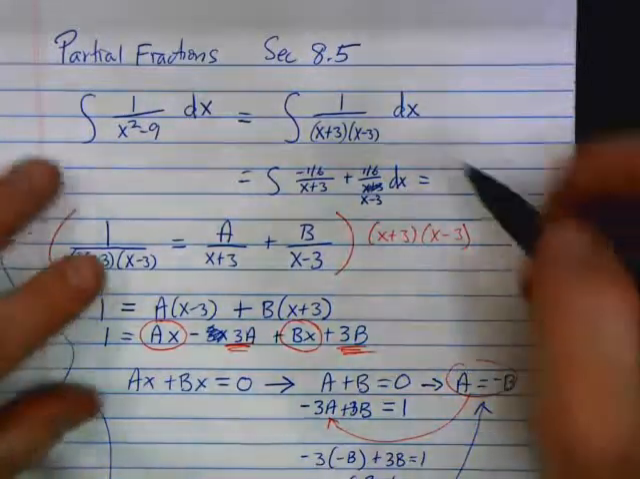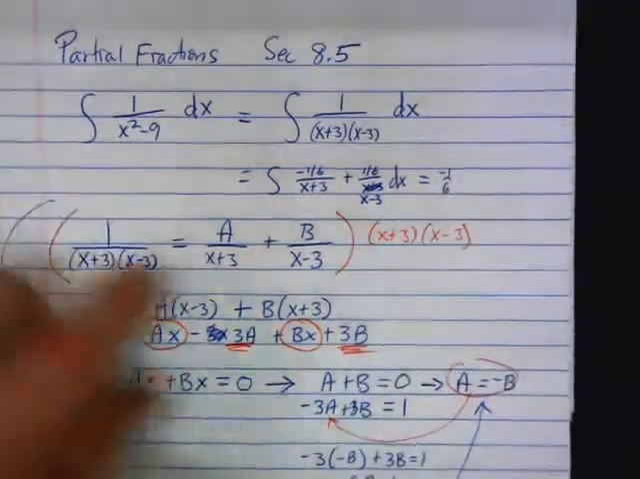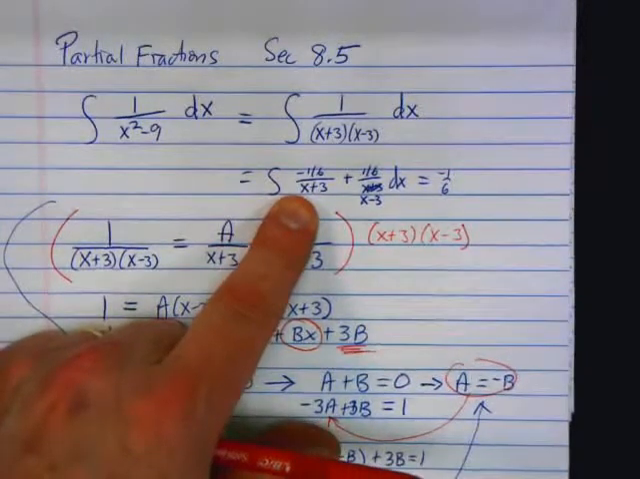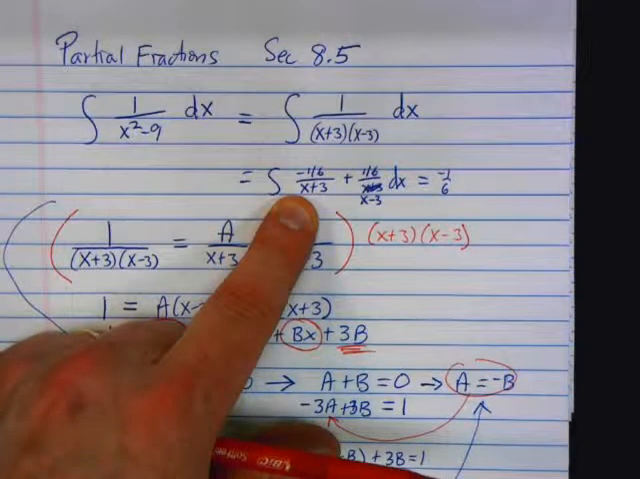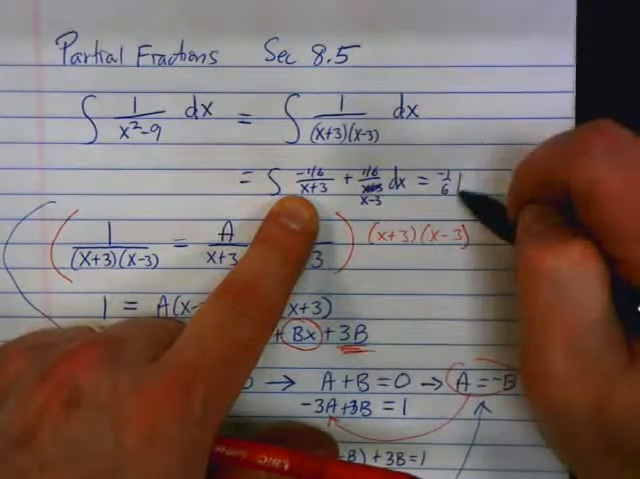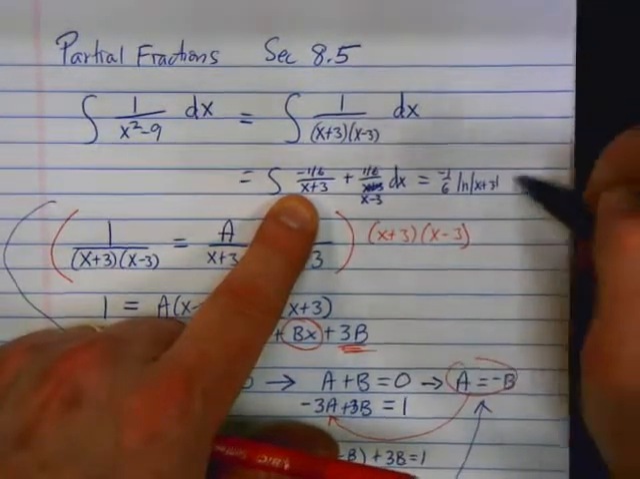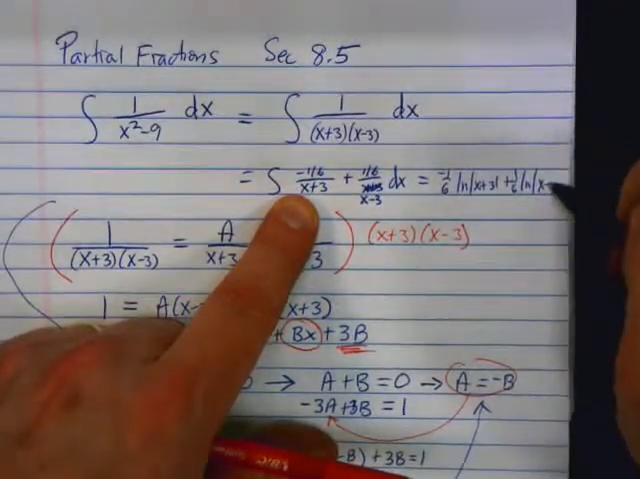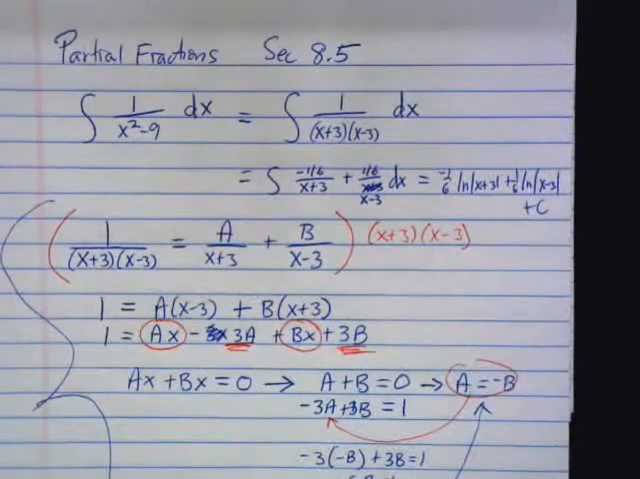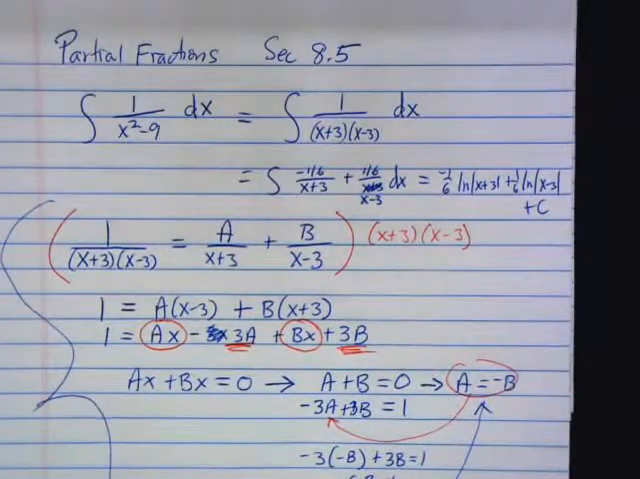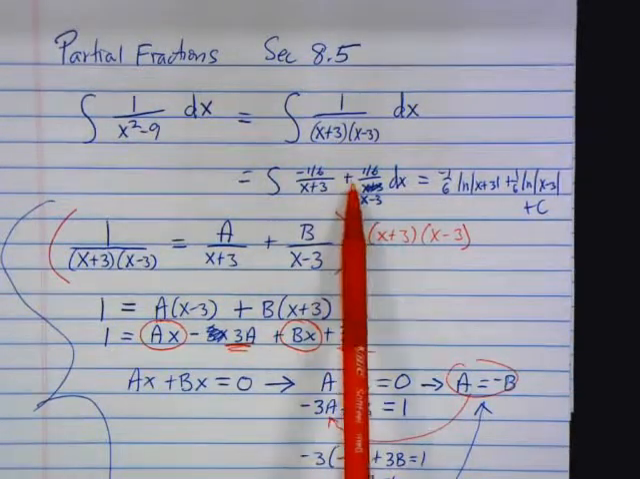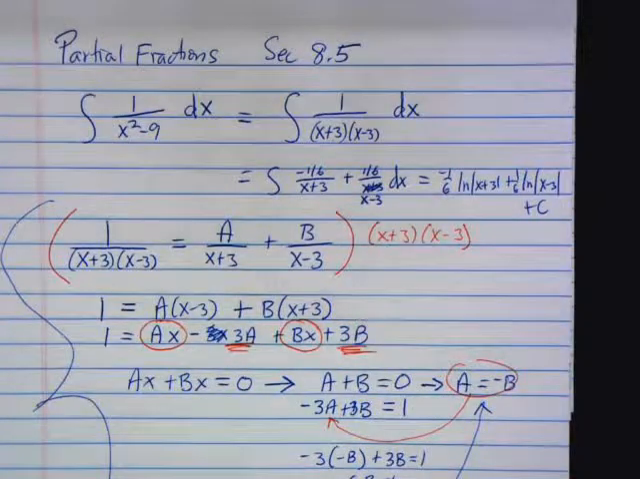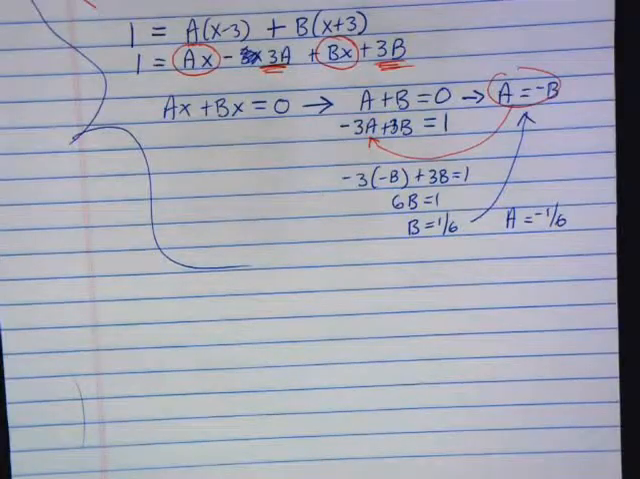That's going to be negative 1/6. What's the integral of 1 over x plus 3? ln of x plus 3. Plus 1/6 ln of x minus 3 plus c. The only calculus in this whole problem is going from here to there, integrating. Everything else, piles and piles of algebra.